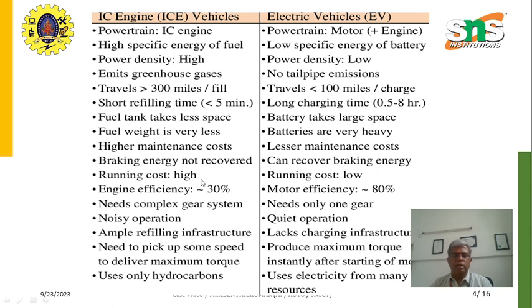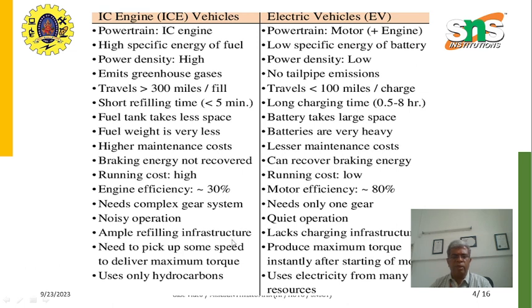Also the fuel cost is high nowadays, so the running cost is high, whereas here the running cost is very low because domestic or commercial electric power is available at a very optimum cost. The efficiency of the engine is a maximum of 30%, whereas the electric motor efficiency is normally 80%. The IC engine needs a complex gearing system, whereas the electric motor needs no gearing mechanism; it is straight away connected with the wheel. The IC engine is a noisy operation, whereas the electric motor is a very quiet operation.